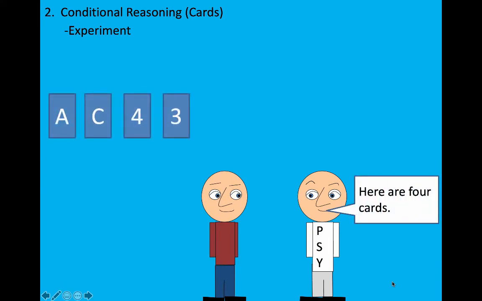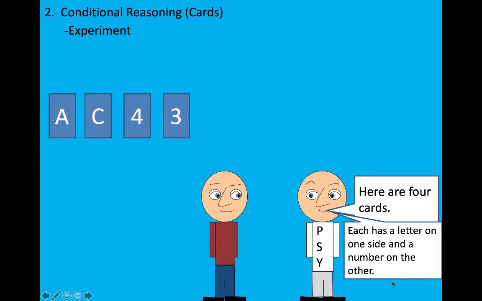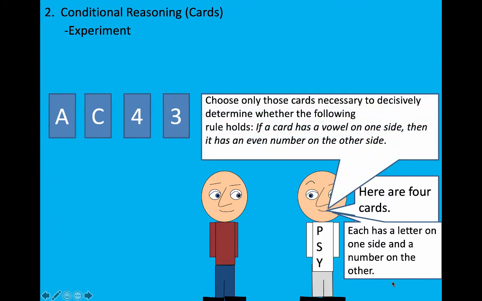So there's these four cards, and the psychologist, or in the case of our class, me, says, here are the four cards. Each has a letter on one side and a number on the other side. I want you to choose only those cards necessary to determine whether the following rule holds.